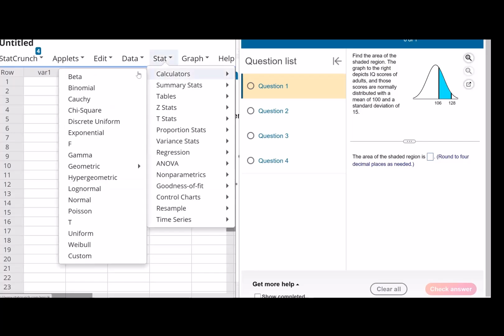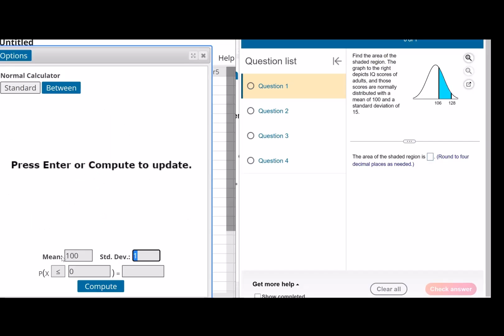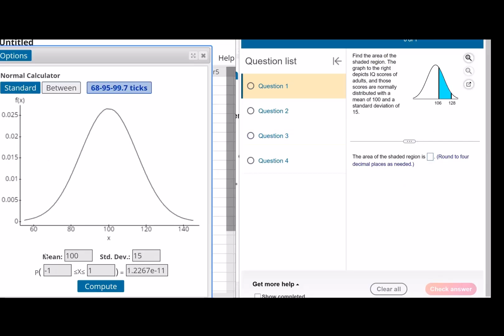Stat, Calculators, Normal. Find the area of the shaded region for the graph to the right, which depicts IQ scores of adults. Those scores are normally distributed with a mean of 100 and a standard deviation of 15. I could convert it to a z-score, or I can just put it in like this. Notice it's between two numbers, so I'm going to put this as between.